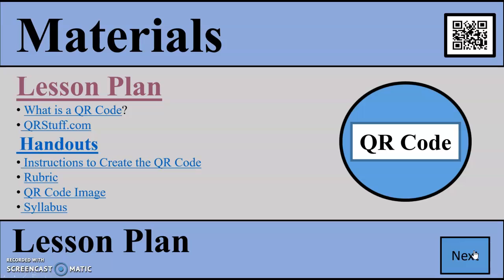The students will end up with a lesson plan, and they will need a link that describes the QR code, qrstuff.com, which will generate the actual code. And they will be given handouts on instructions how to create the code, a rubric, a QR code image, and a syllabus.